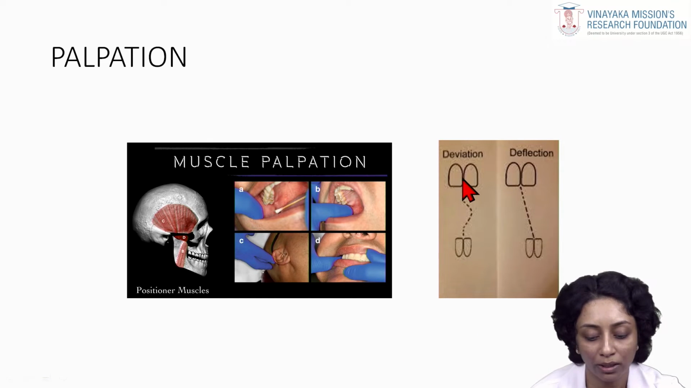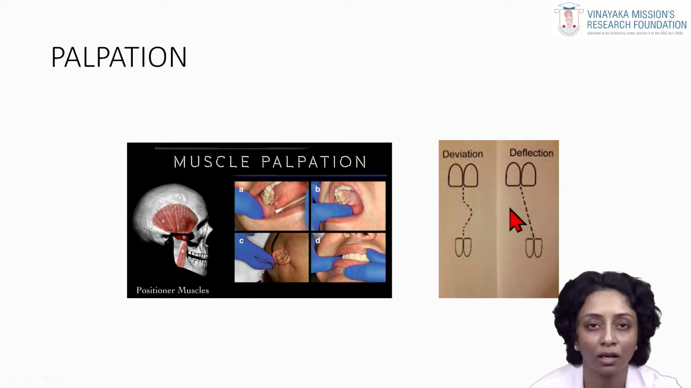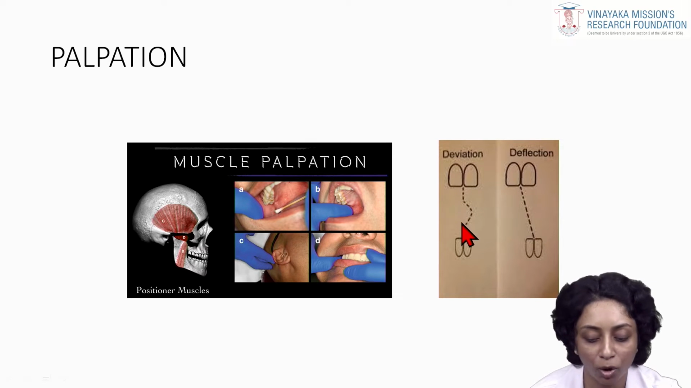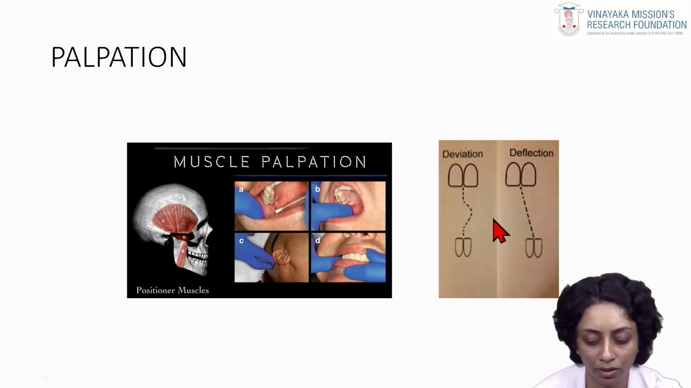So intraorally, when you examine the teeth alignment, we have to check for two major abnormalities seen in the patient's opening and closure of the jaw. First is the deviation, then the deflection, which are very important in TM joint disorders.